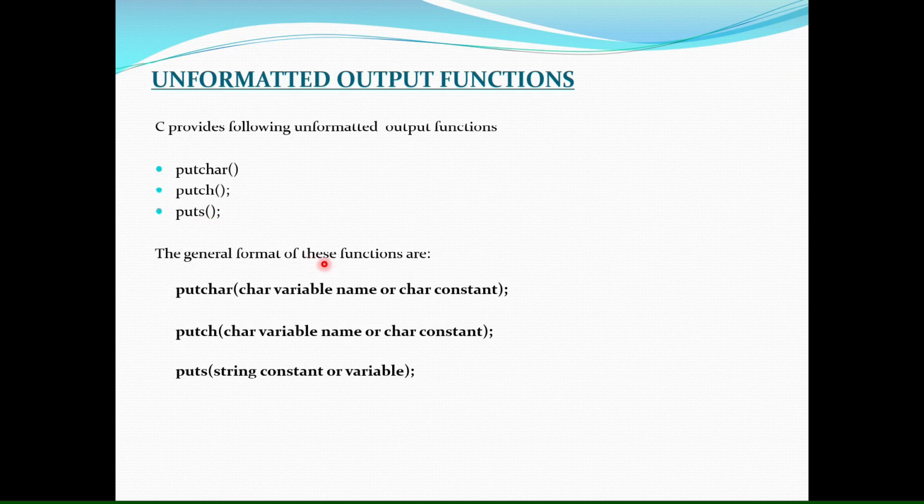And the general format of these functions is as follows. Firstly, this is the format for the putchar function. Here putchar is the function name, and in brackets there can be a character variable or a character constant. यानी आप जो भी डिस्प्ले करना चाहते हो, कोई सिंगल कैरेक्टर कांस्टेंट अगर डिस्प्ले करना है तो कैरेक्टर कांस्टेंट आप यहाँ पे ले सकते हो, या फिर किसी कैरेक्टर वेरिएबल का नाम भी ले सकते हो. Same is with the putch function, the same work as putch function.